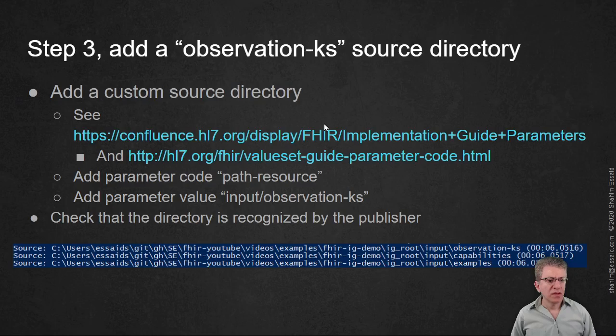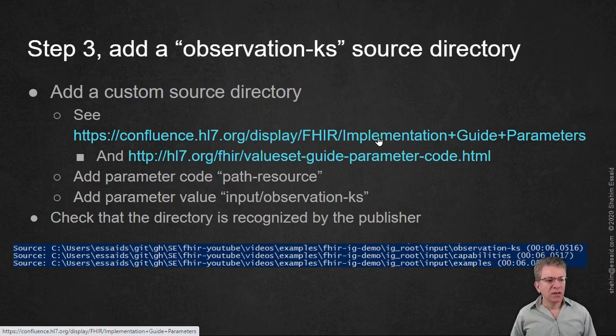So for this example, I'm going to add that parameter, and then I'm going to add this relative path. The relative path starts with the input folder, and then you put a slash, and then put your custom folder that you're adding, that you want the publisher to look inside to find things that you are referring to.